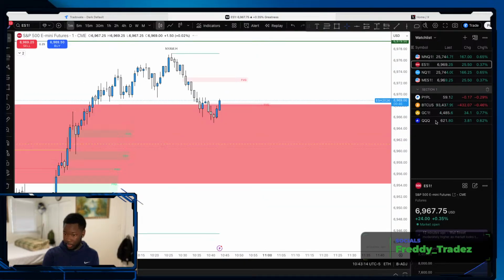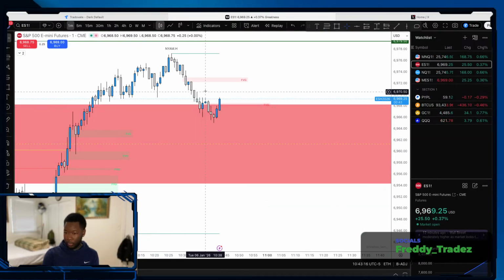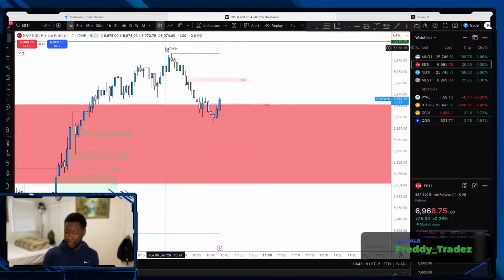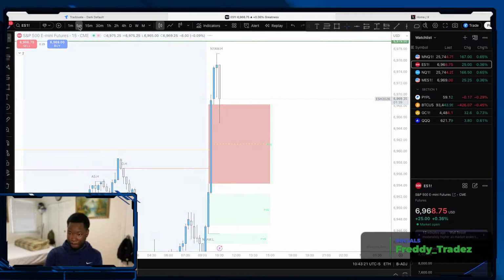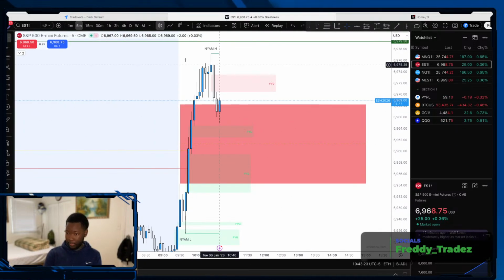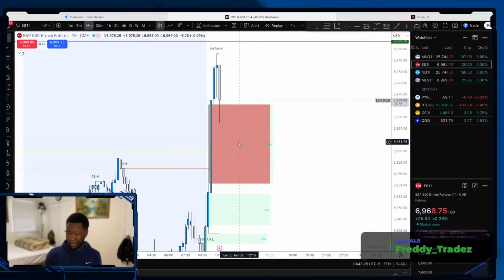Kind of chopping here. I wouldn't be surprised if we do go back to the highs because we did tap into this 15 minute on ES. Oh no, we didn't tap 5 minute. But we are in this 15-minute gap on ES, so we could try to retake the highs before coming down more.